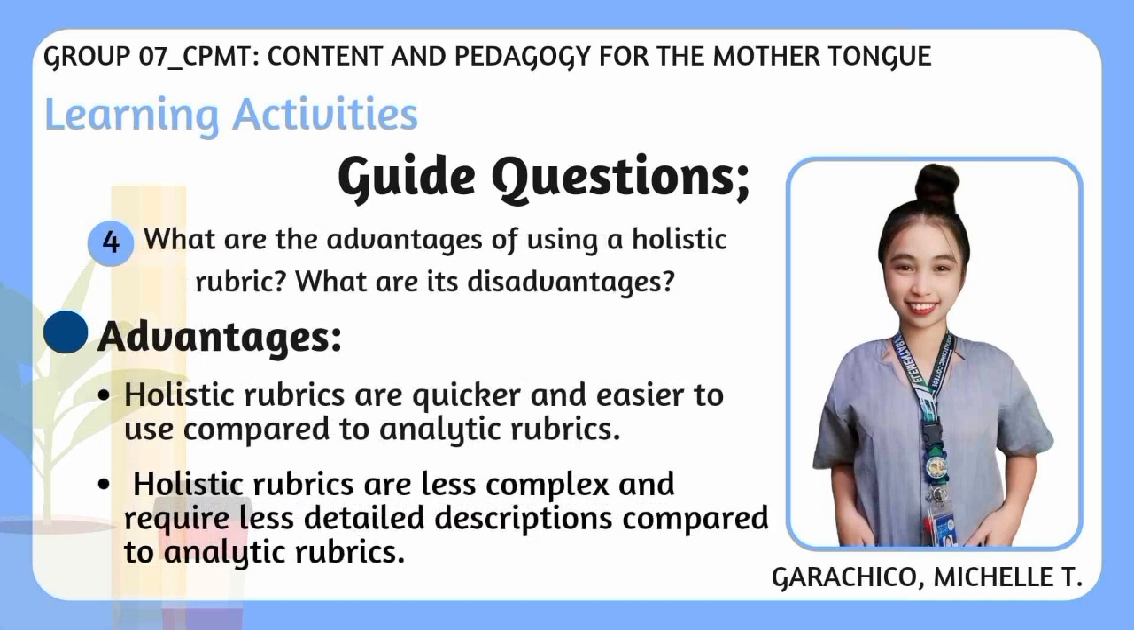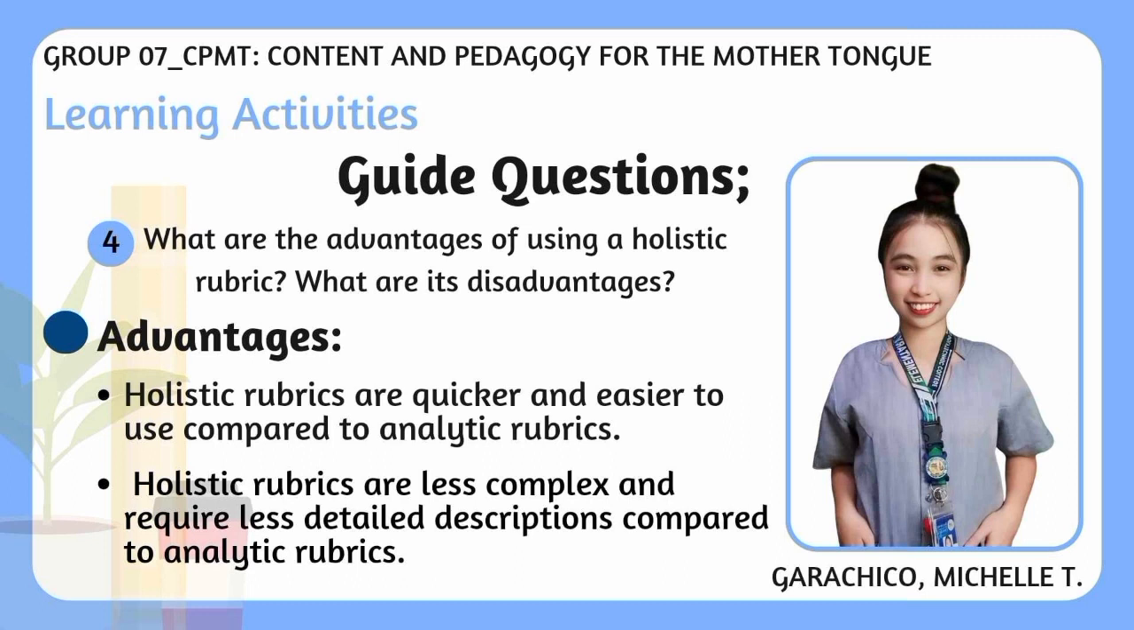What are the advantages of using a holistic rubric and what are its disadvantages? A holistic rubric is a tool that assesses the overall quality of a student's work based on the overall impression or global judgment. Here are the advantages and disadvantages of using a holistic rubric.